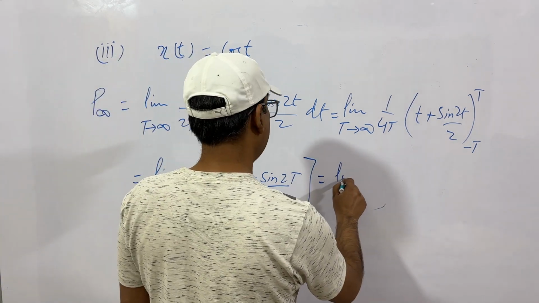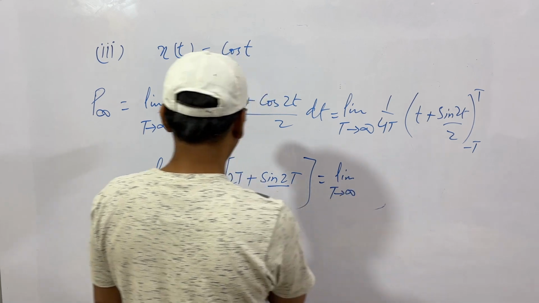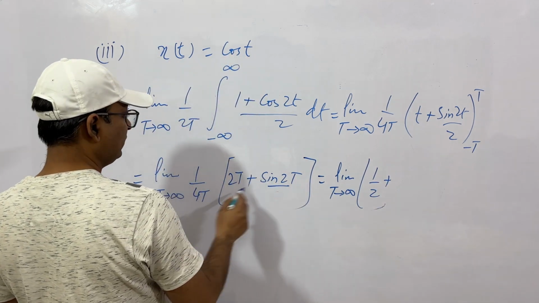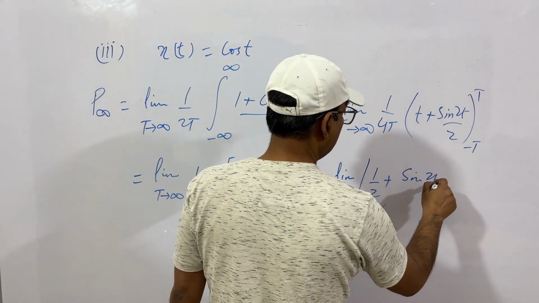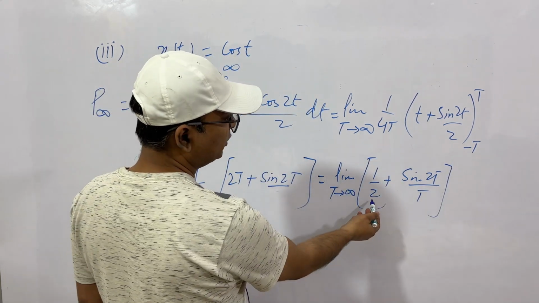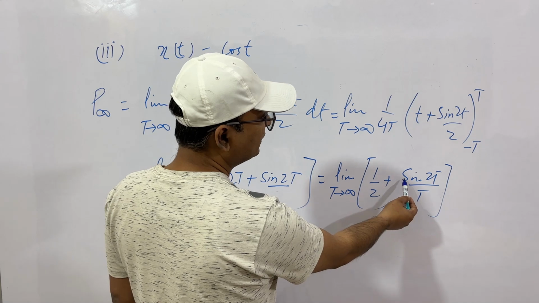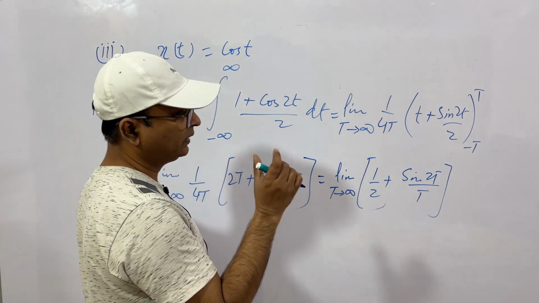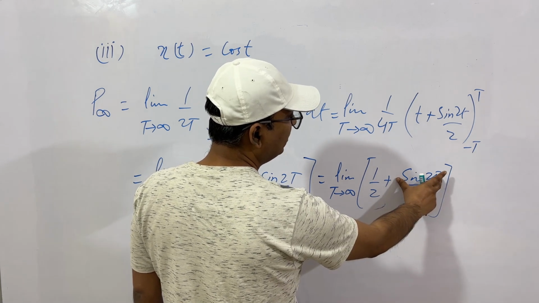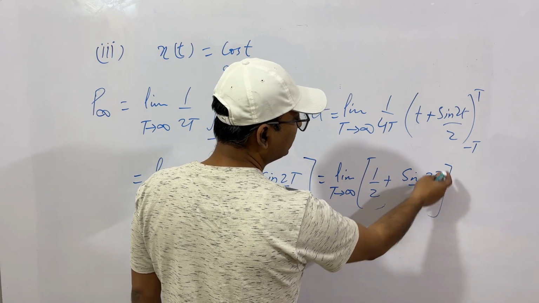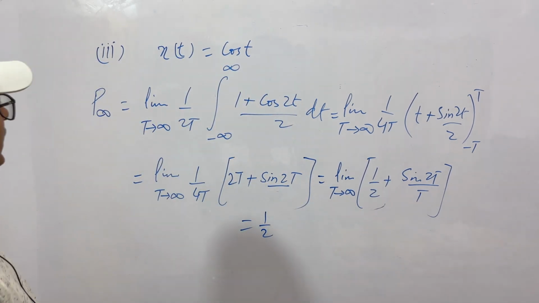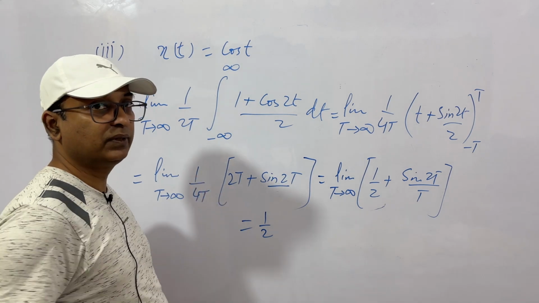Or you can say this is the limit as t tends to infinity of 2t by 4t, so it is simply 1 by 2, plus sin 2t by t. Now understand this properly. This expression is free of t. What about this? Sin theta lies between minus 1 and 1, so it has a definite value, while t is tending to infinity. So this will be anything between minus 1 and 1 divided by infinity, so this will be 0 and this is half. So your average power will be half, while the energy E infinity was infinite. Clear?